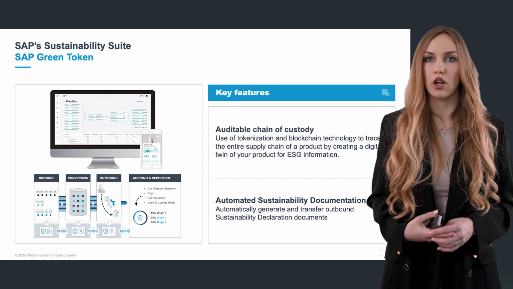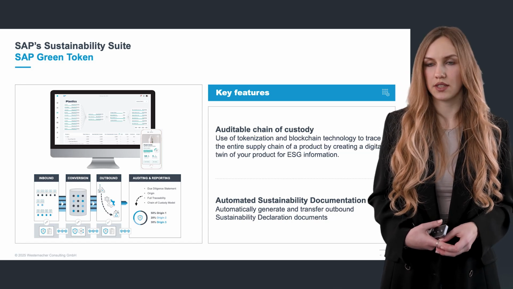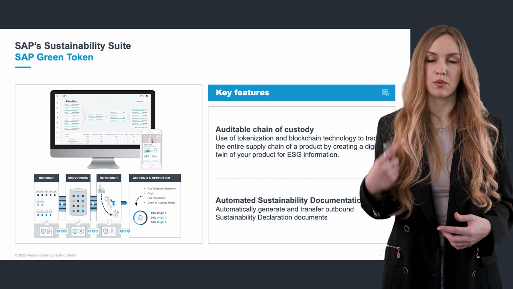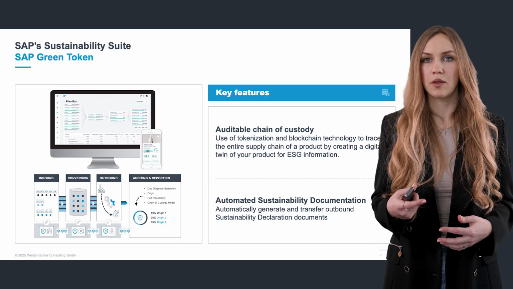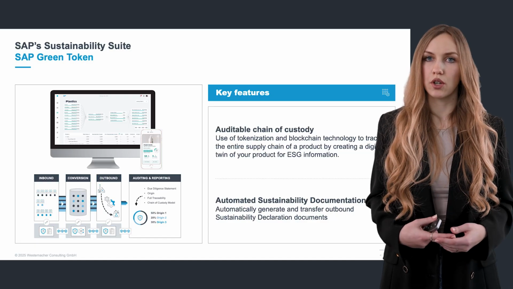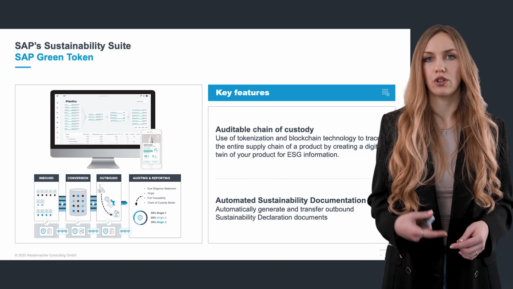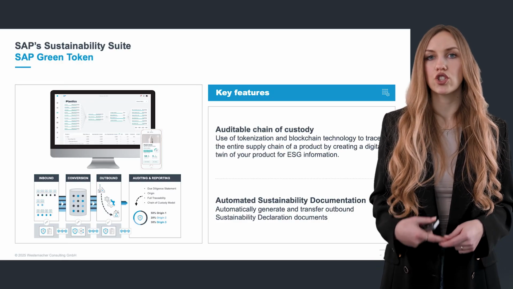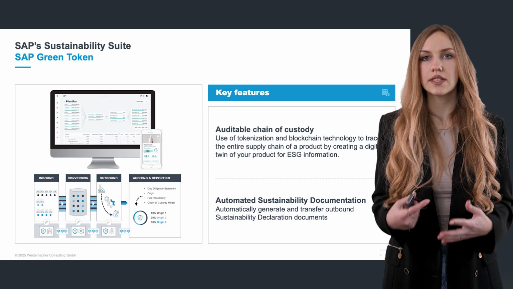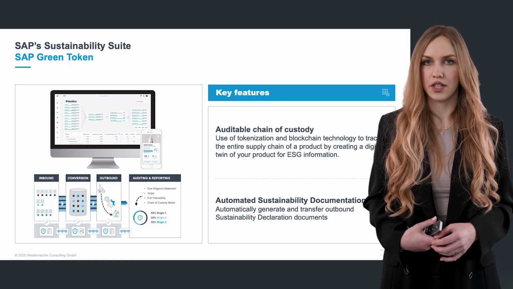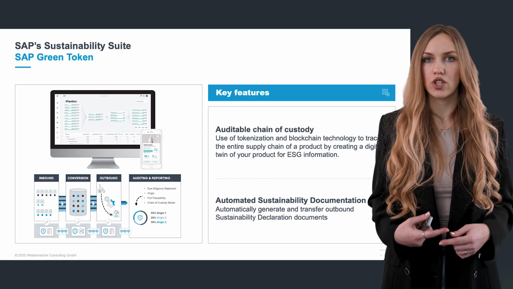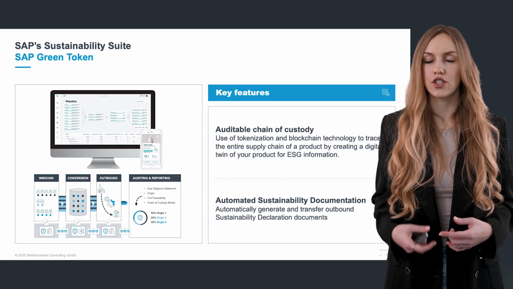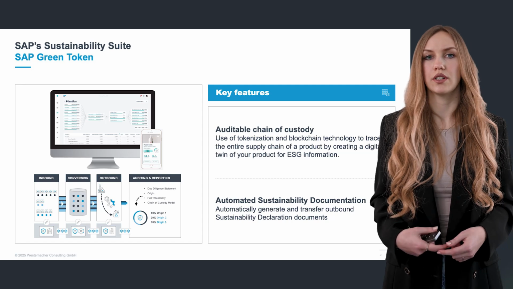SAP Green Token is all about an auditable chain of custody. So for a material you use, you have a supply chain. But with the help of SAP Green Token, blockchain technology and tokenization, you create blockchain entries for each step of the supply chain. With this, you can create a chain of custody. You always collect ESG information along the supply chain, and then you automatically generate a digital twin of your materials.